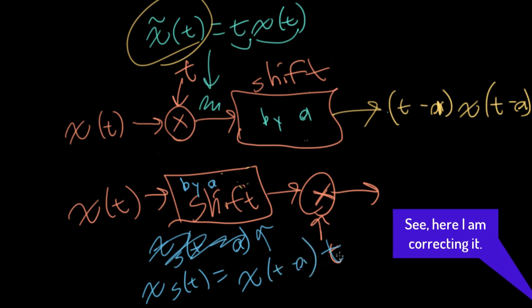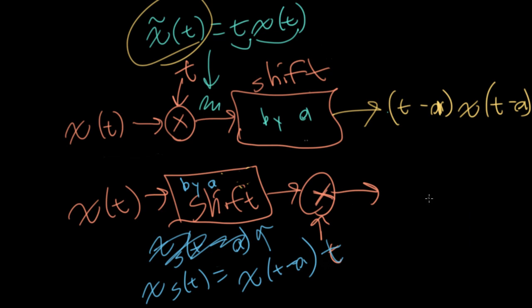All right, so what comes out here? What comes out is going to be x of t minus a times t, and these things are not the same. These things are not the same.